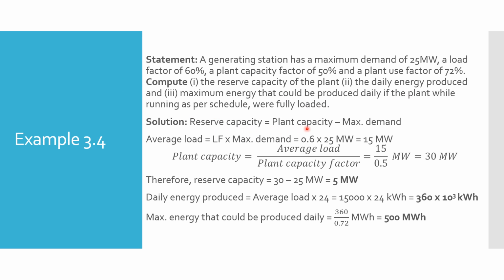So reserve capacity is equal to plant capacity minus maximum demand. We know that average load is equal to load factor into maximum demand, that is 0.6 into 25 megawatt, which will give you 15 megawatt.